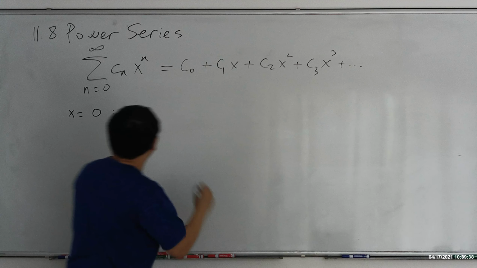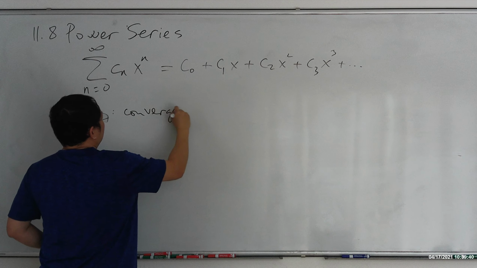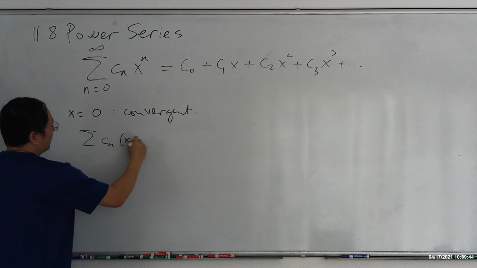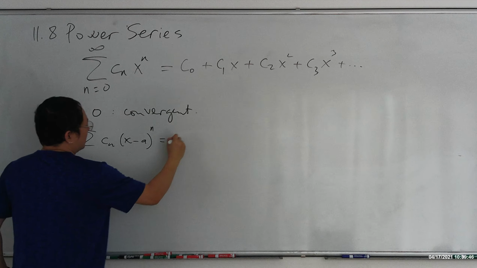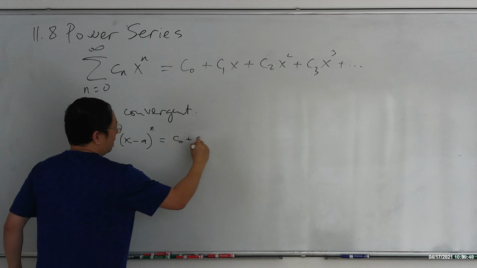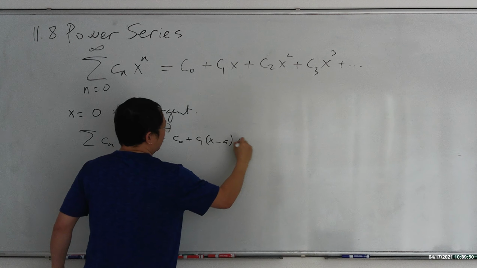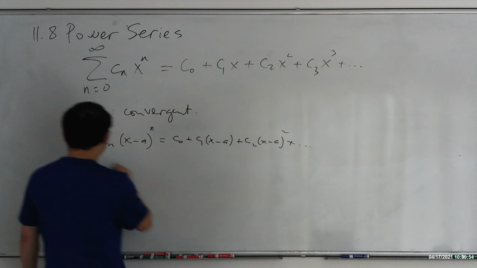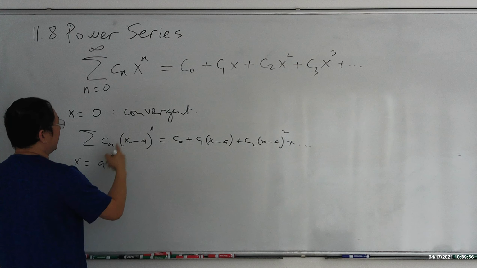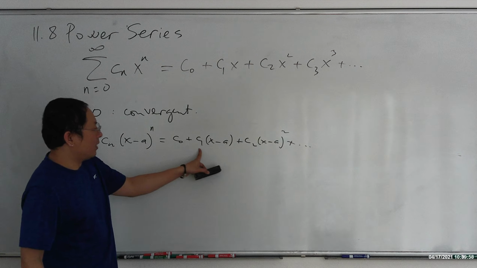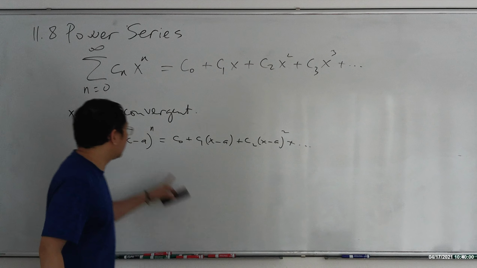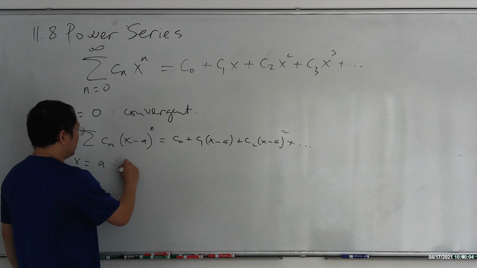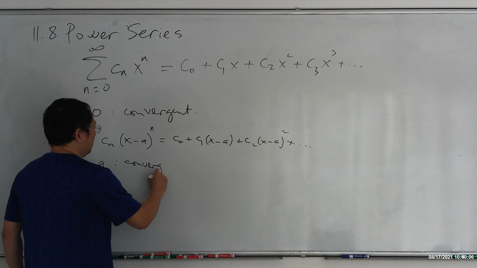Or I can write it in more general form. What about this? The sum of Cn (x minus a) to the n, which is C0 plus C1 (x minus a), C2 (x minus a) squared, and so on. When x equals a, then all the terms right here equal 0. So the power series is just equal to the first term, and the series is also convergent.